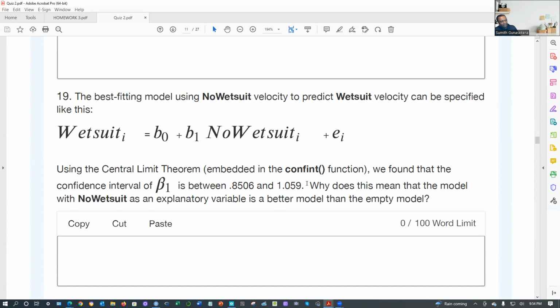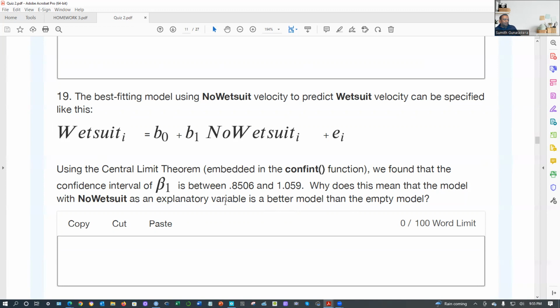The confidence interval is for the slope, the increment for a unit increment in the wetsuit. A unit increment of this one has the speed. Okay, the unit increment in no wetsuit. The better model than the empty model means that you don't have anything else. You just get the y bar only. Y bar of this one. Y bar means the average of this variable.